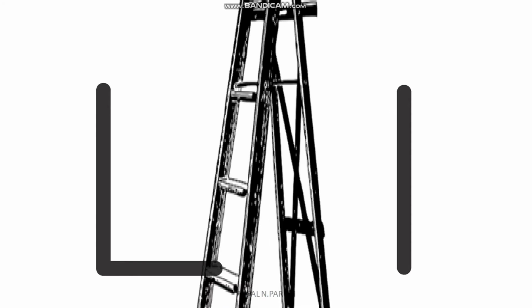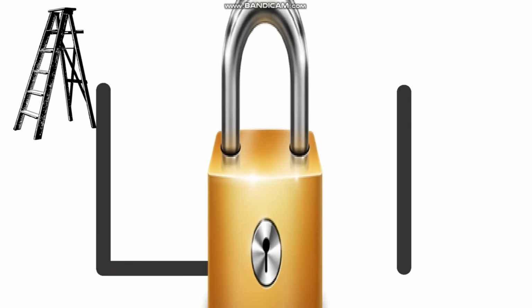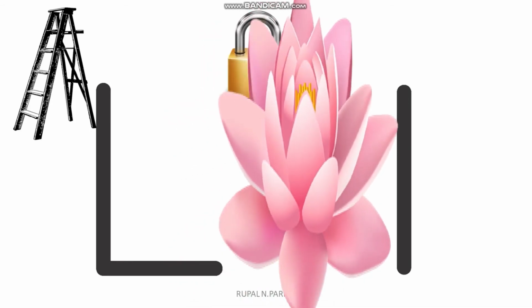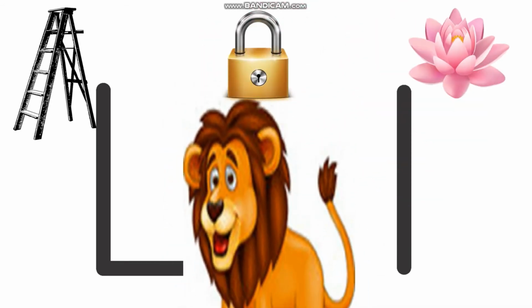Capital L, small l, Mama L, baby L. The sound of letter L is L. L for ladder, lock, lotus, lion.